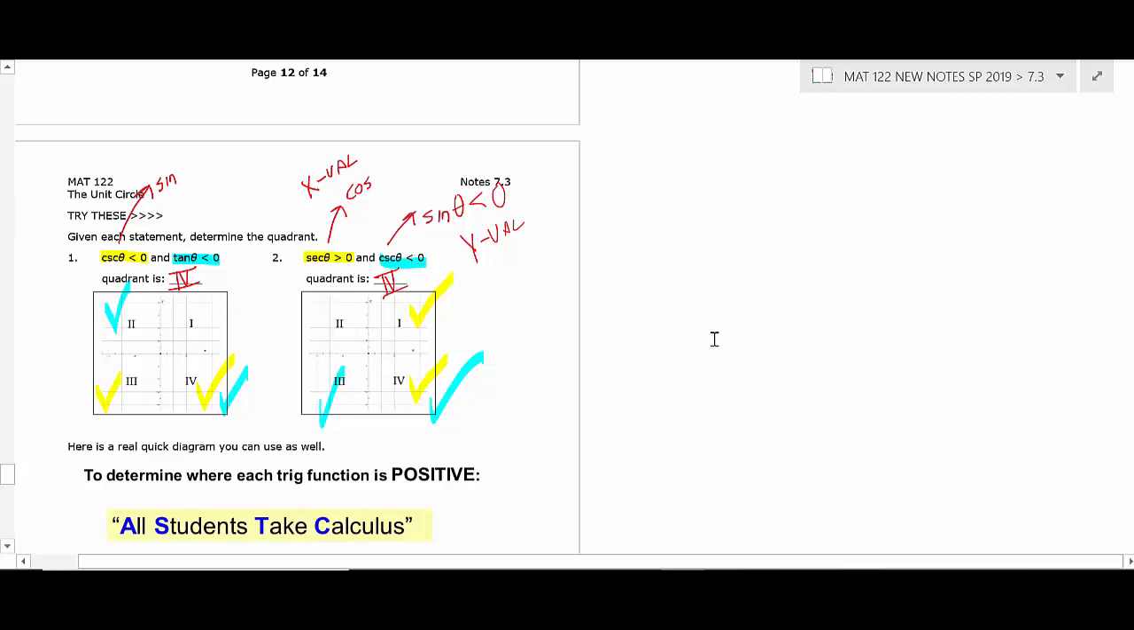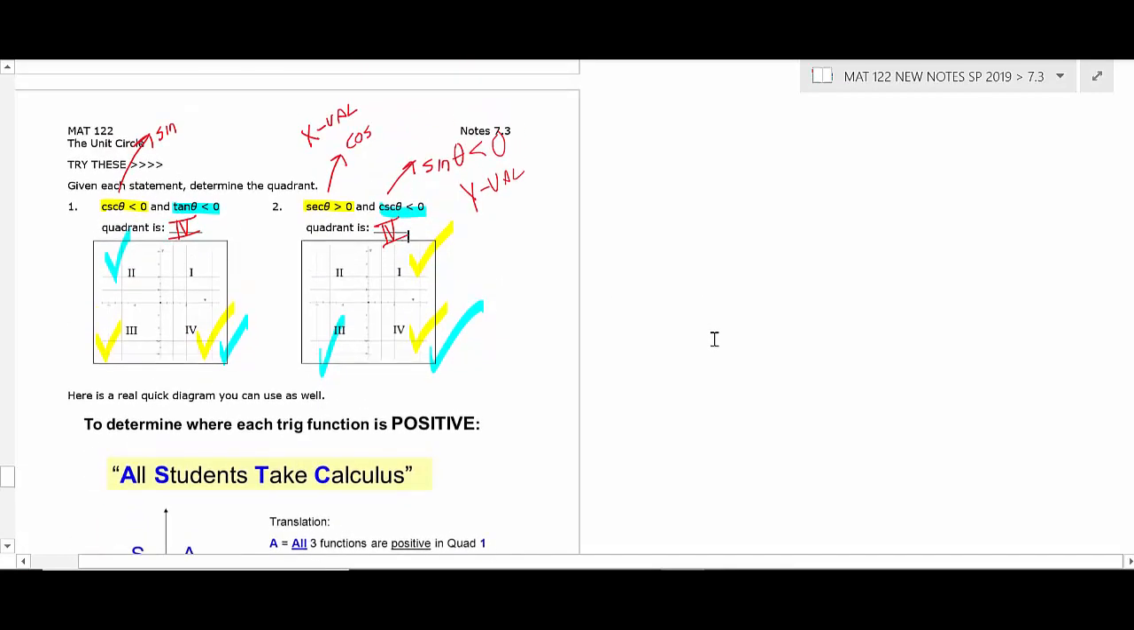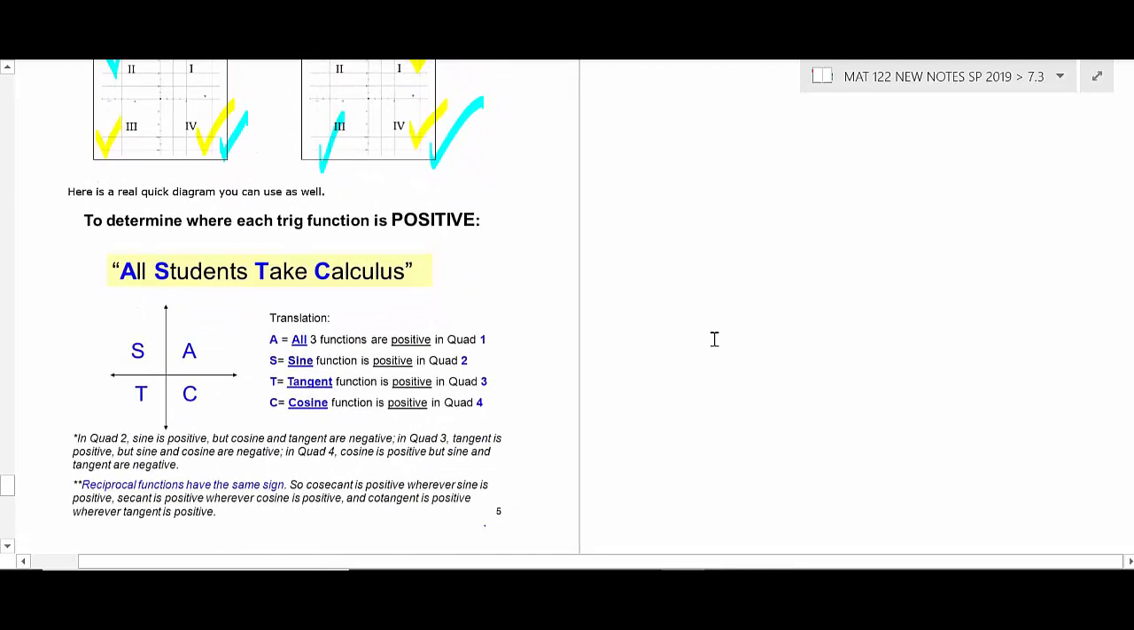There's one other thing that you can do if you want to. Down below, there's a lot of things people have come up with over the years, and students a lot of times use this one. There's a statement, all students take calculus. And what this means is the A stands for all, and that means all of the trig functions are positive in quadrant 1. Okay, and that's what we already figured out. The S stands for sine, so you would have the positive sine, and cosine and tangent are negative.